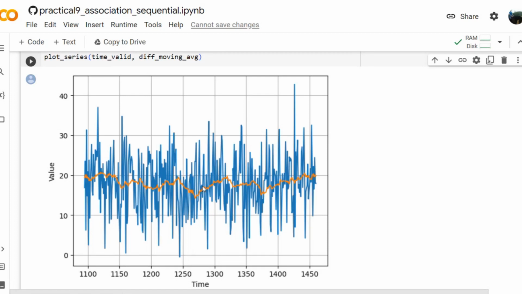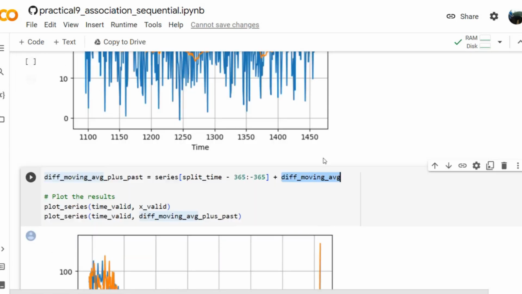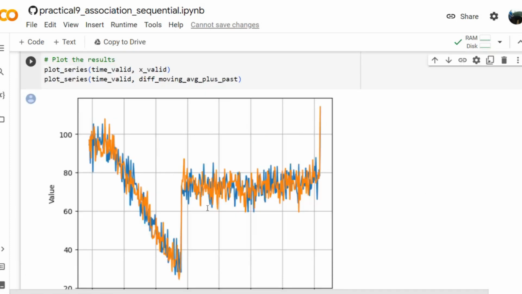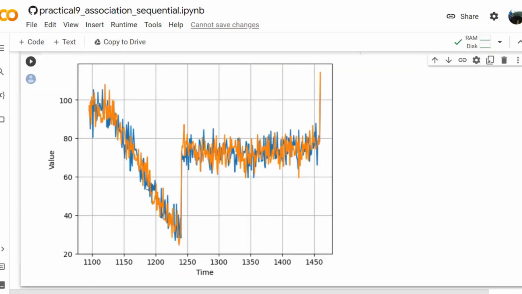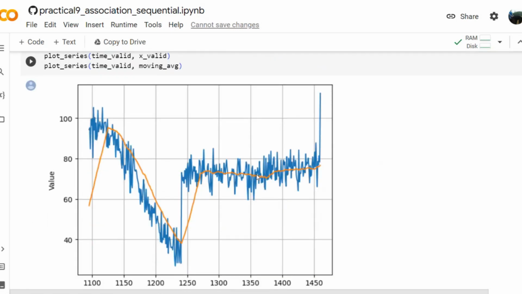Oh, guys, I hear many people talking. So we apply moving average on the difference data, but we are interested in the original data. Then what we do is take this moving average that we have, the differencing moving average, the one in orange, and add back the value that we took away earlier. If you do so, you're going to get this figure, which looks much better than the earlier one. This one or this one?